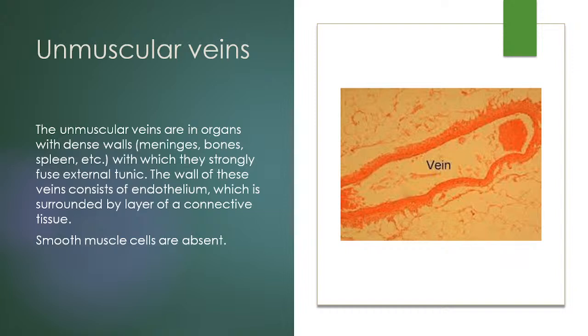The wall of these veins is very thin and consists of endothelium, which is surrounded by a layer of connective tissue. Smooth muscle cells are absent here.